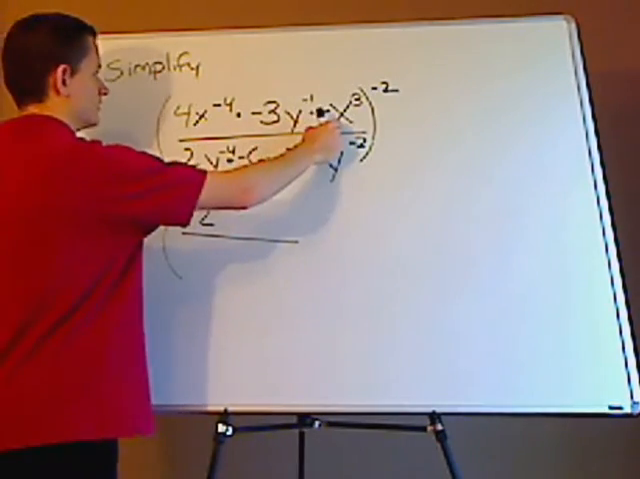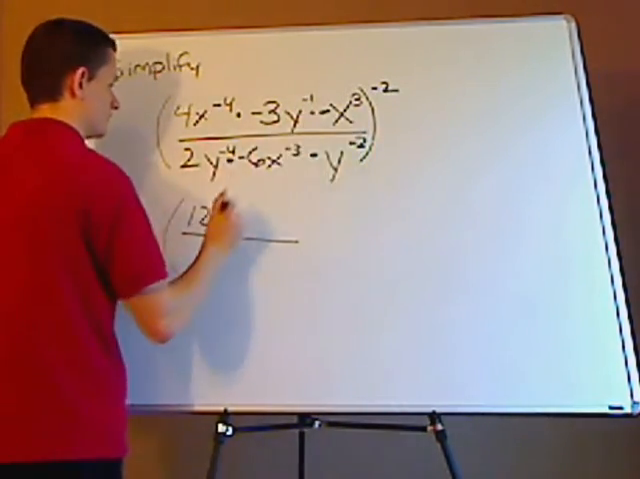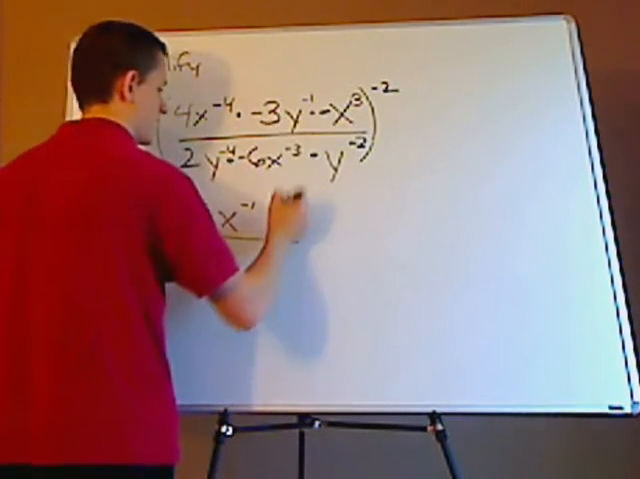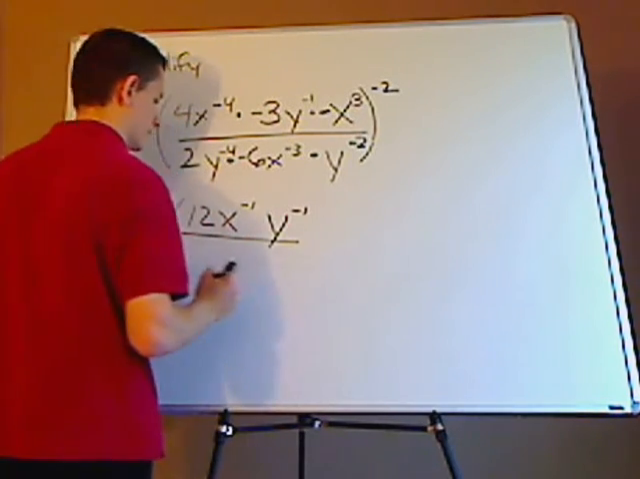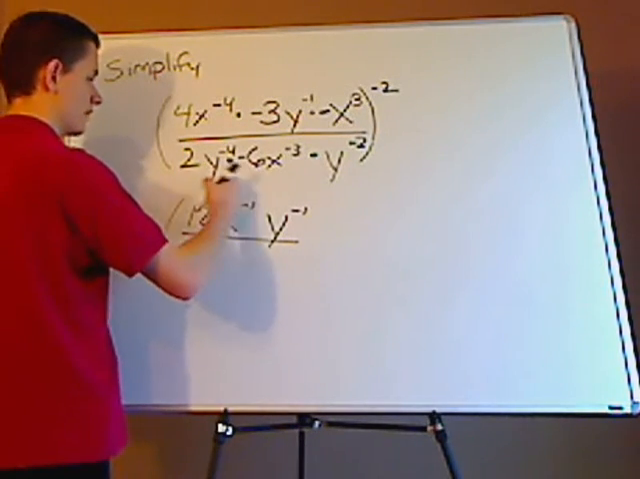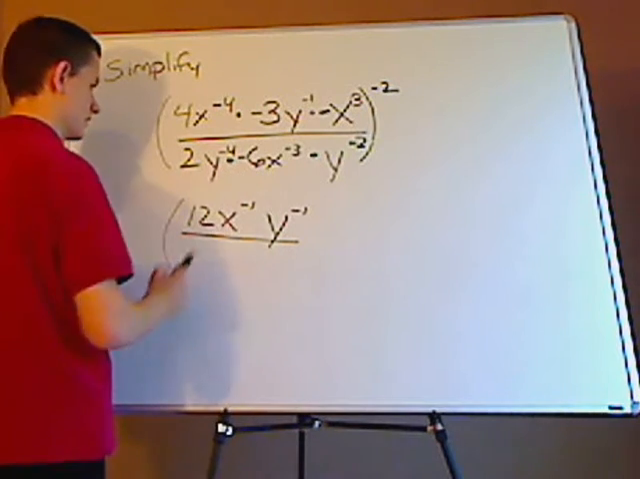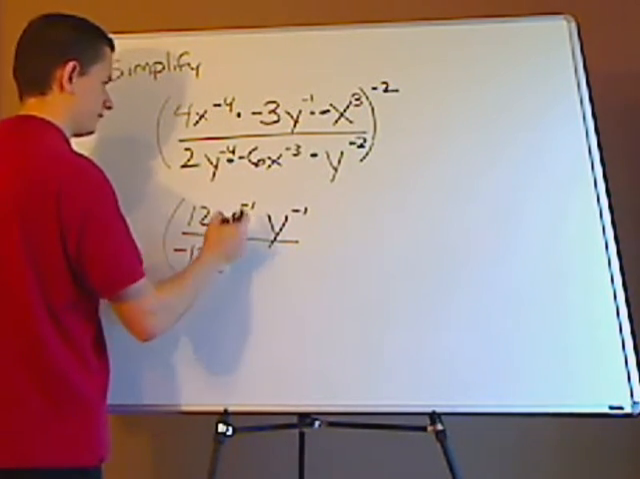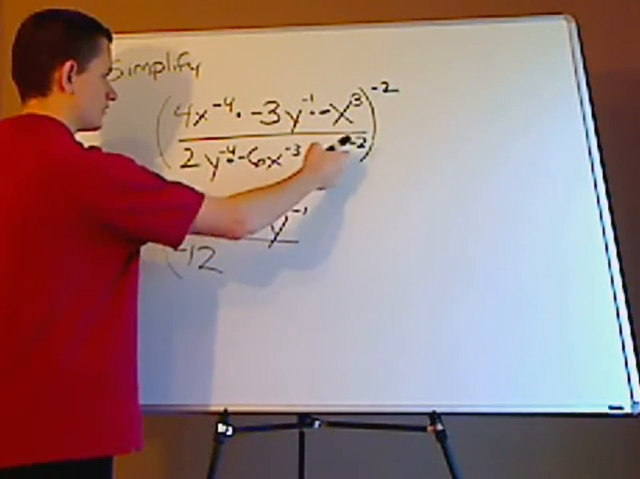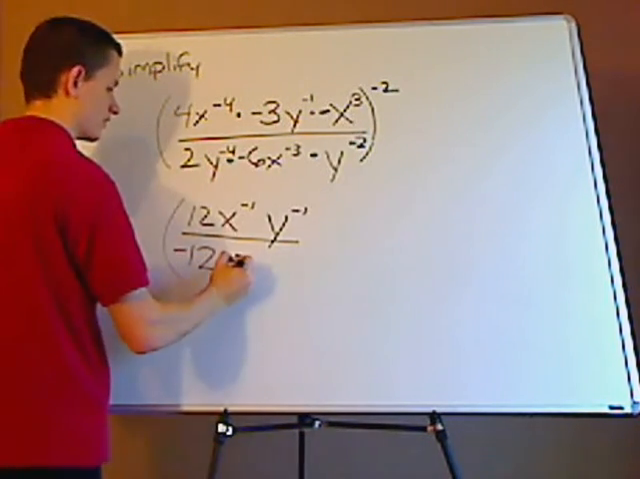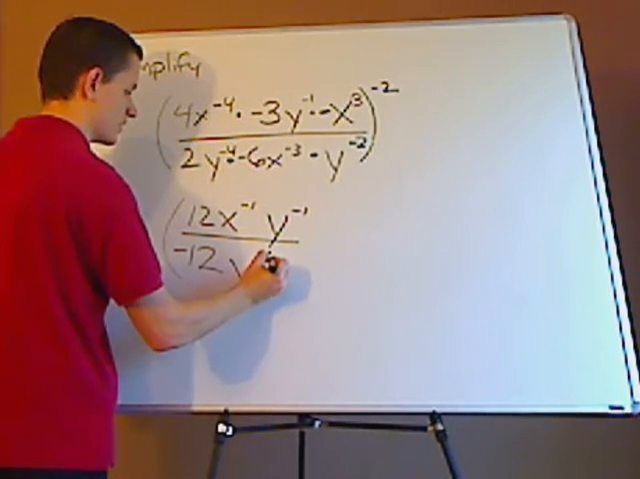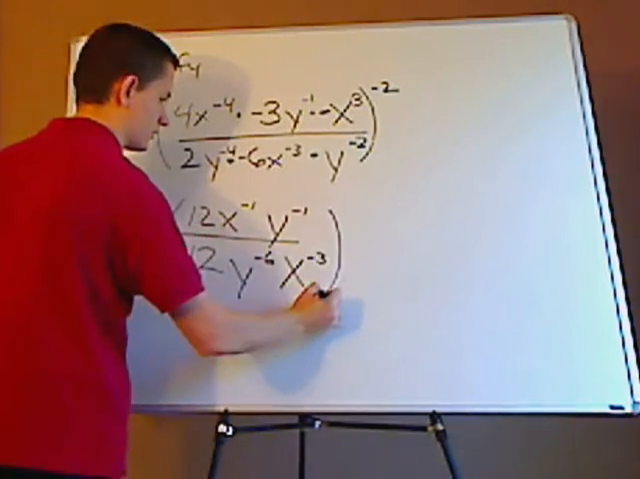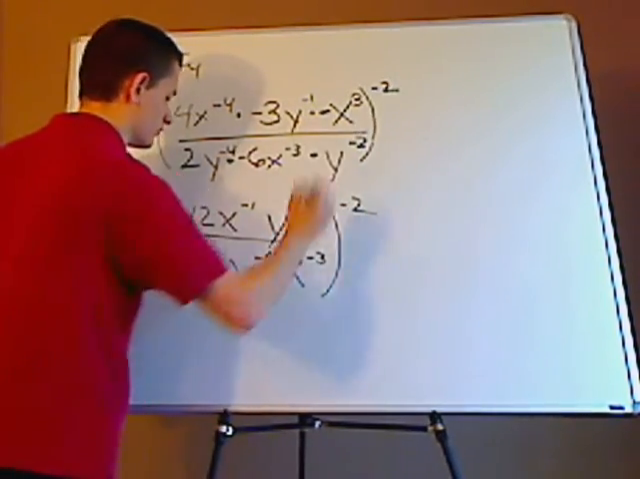Next, I have the x's, so I add them, so it's x to the -1. And then I have y to the -1. Now in the denominator, I have 2 times -6, which is -12. I have my y's. I'm going to add these two together. That's y to the -6. And then I have x raised to -3. The whole thing raised to -2.